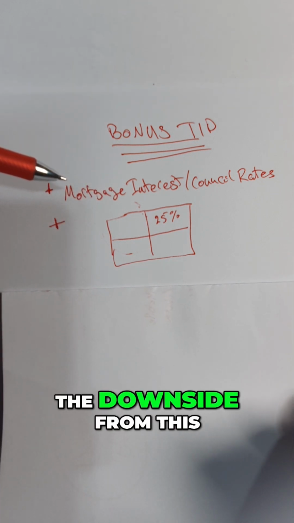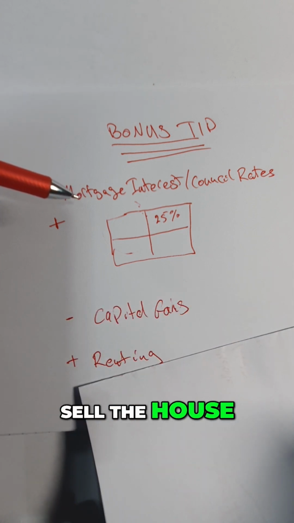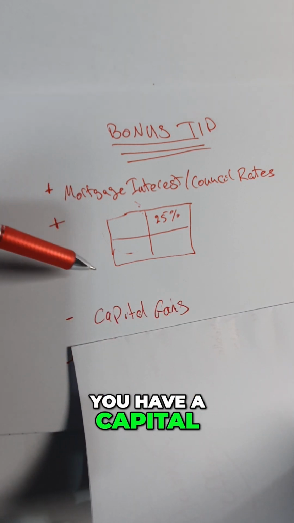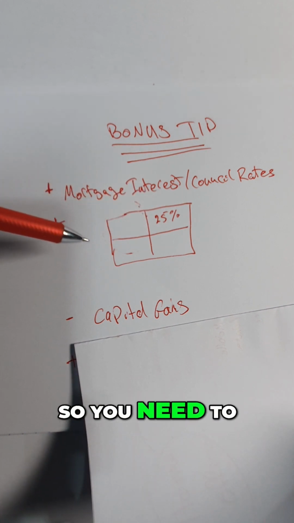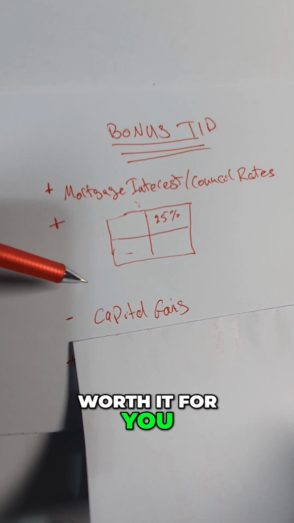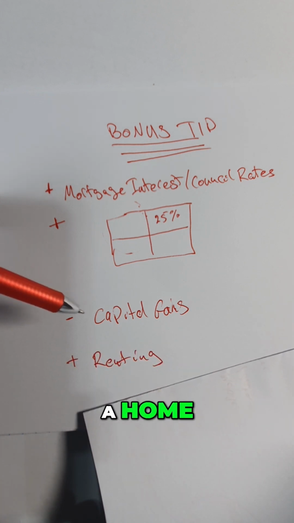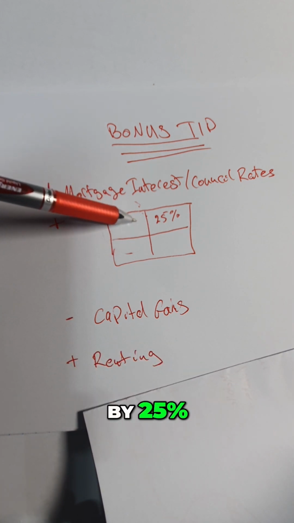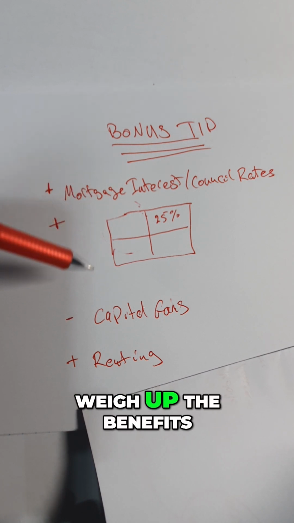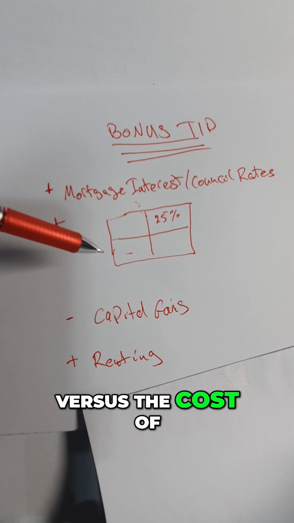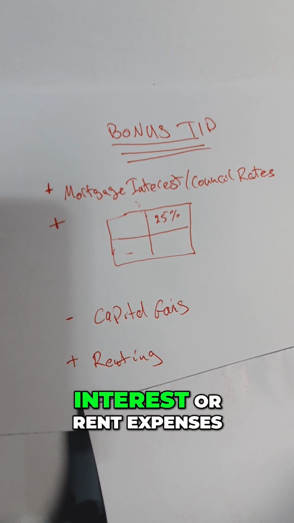The downside from this, though, is when you come to sell the house, you have a capital gain that you're going to pay on that 25%. So you need to consider whether this is worth it for you or not. Lastly, if you're just renting and you don't own a home, then that rent portion by 25% will also be deductible. So you need to weigh up the benefits versus the cost of using this method and potentially claiming either mortgage interest or rent expenses.